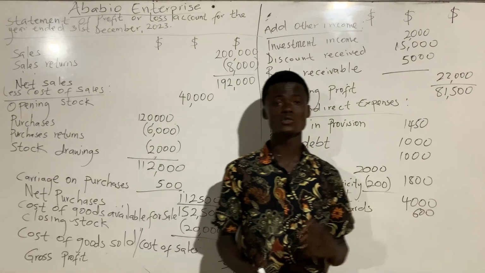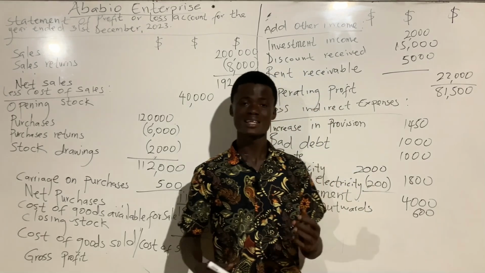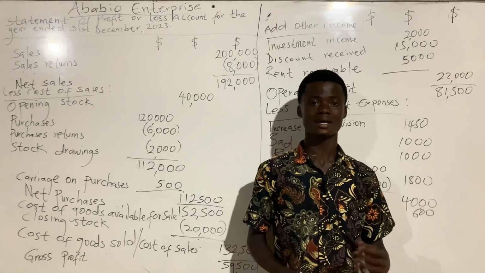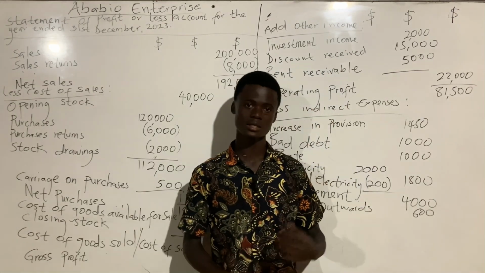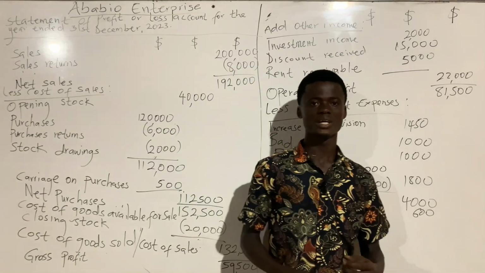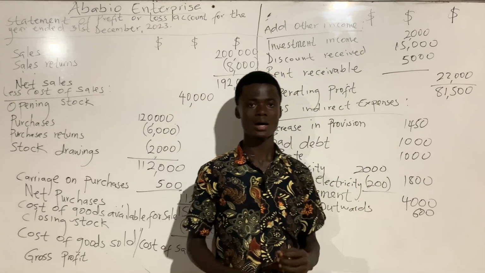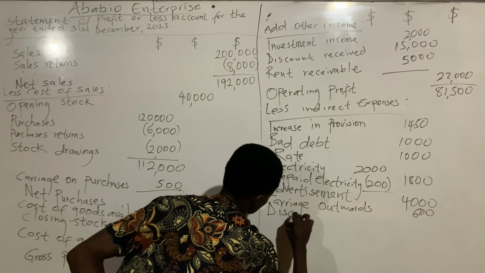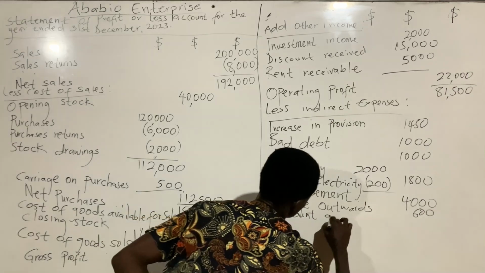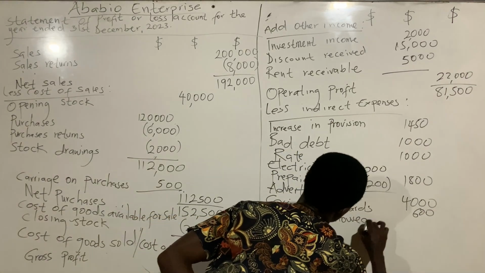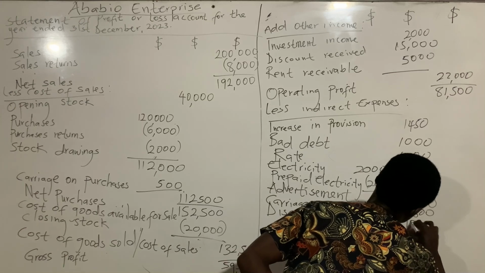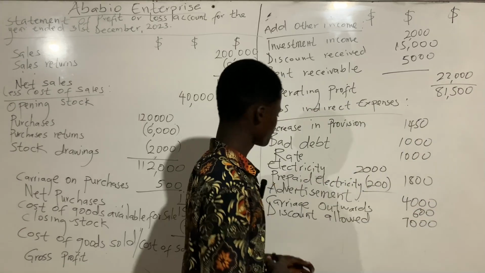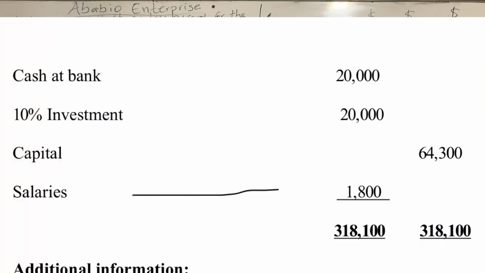We have two amounts on the same line as discounts, but since you know that discount allowed is an expense and all expenses have a debit balance, it means the discount allowed is the one on the debit side. So the discount allowed figure is $7,000. After the discount allowed, our next indirect expense per the trial balance is salaries.